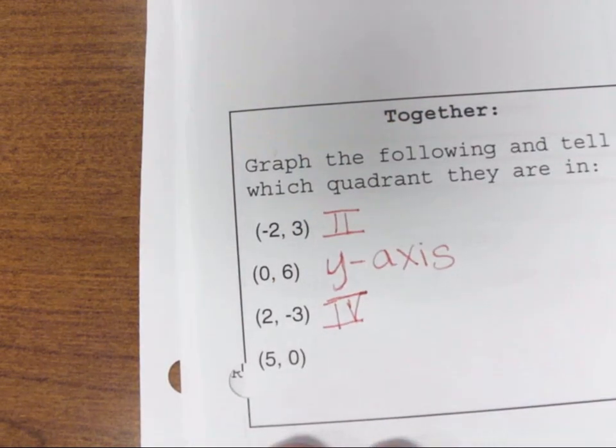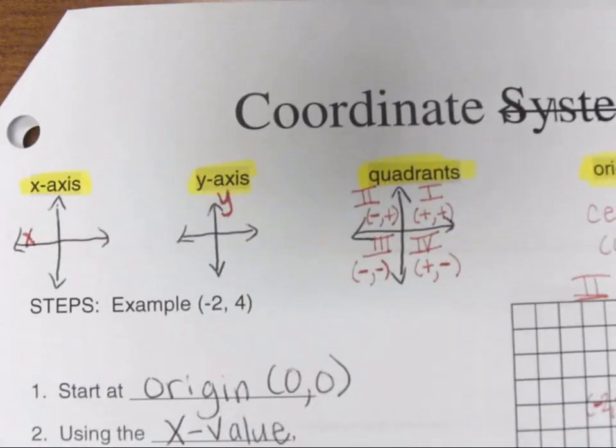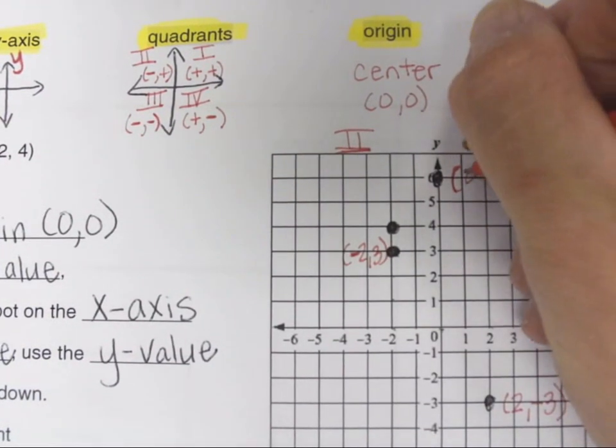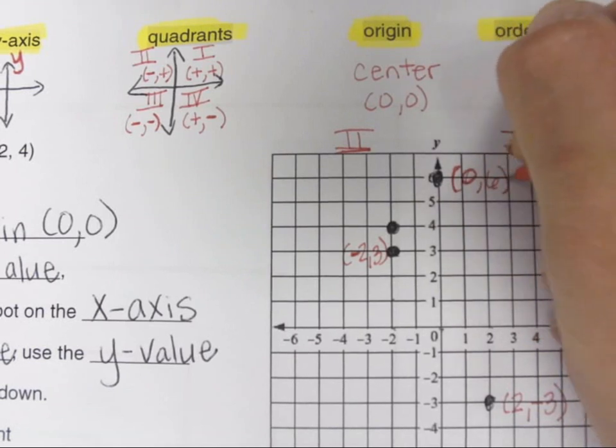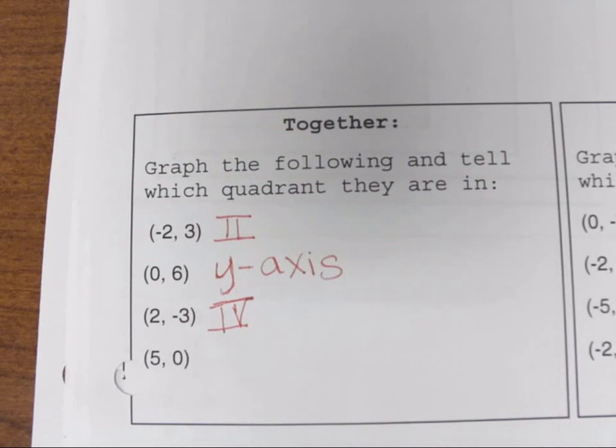By the way, I forgot to write the last ordered pair on it, the one that was 0, 6. I'm going to go ahead and write that down too. 0, 6.